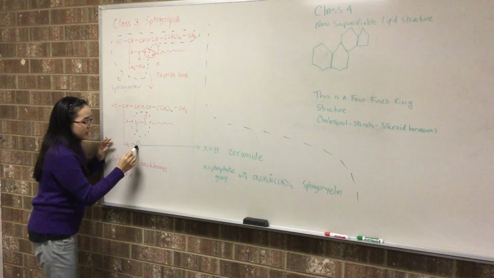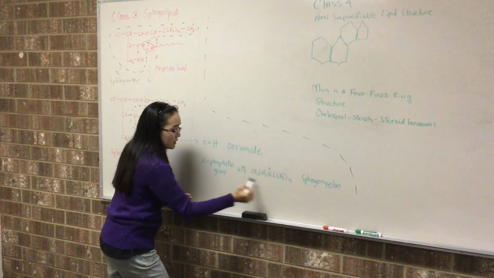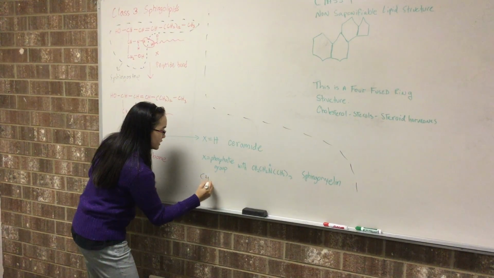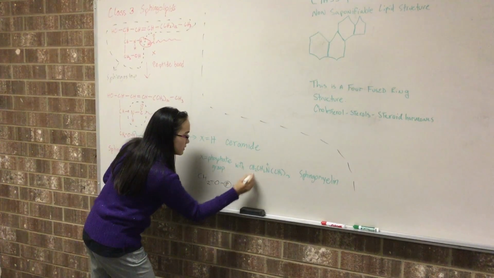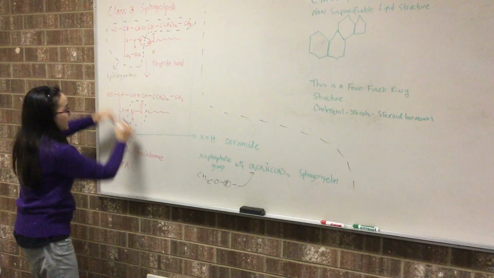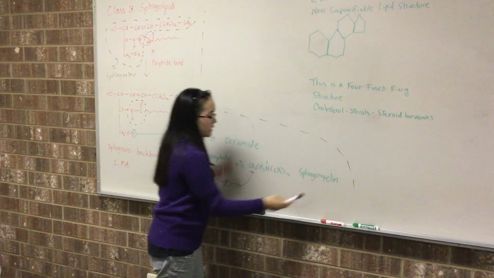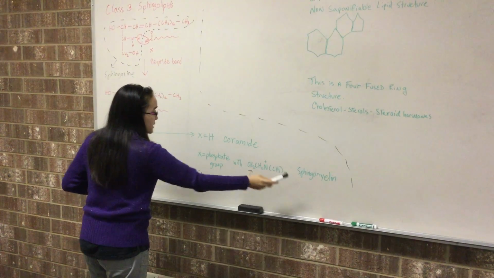If this X was attached to a phosphate group with this funky stuff right here, so it's CH2O phosphate group and this thing, then that entire compound would be called a sphingomyelin. These are two things that you will want to remember for her exam: ceramide and sphingomyelin.